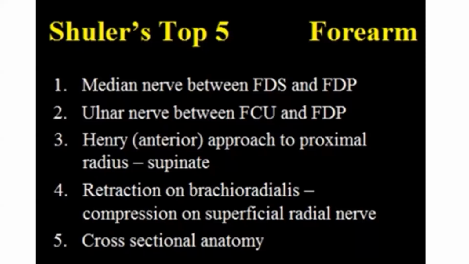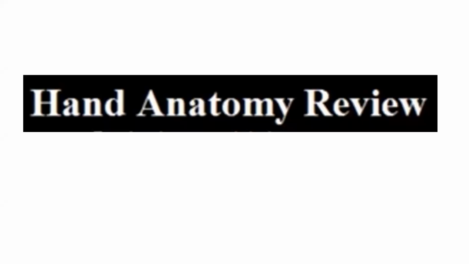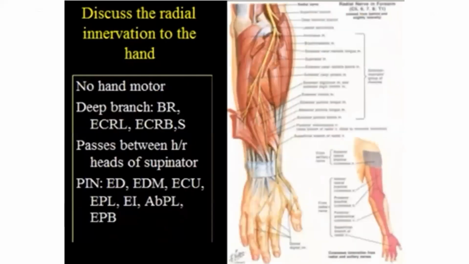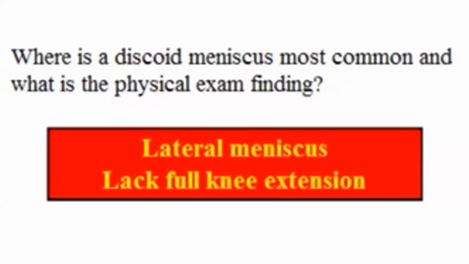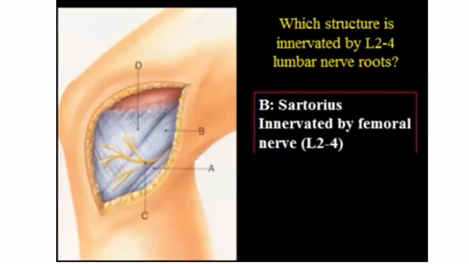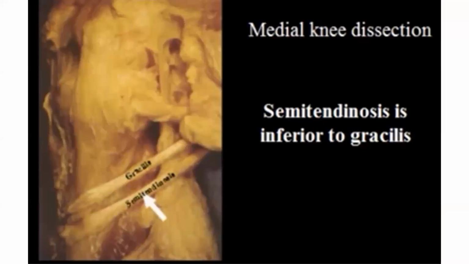You have to know how to draw the median nerve between the flexor digitorum sublimis and profundus, the ulnar nerve between the flexor carpi ulnaris and flexor digitorum profundus, the Henry approach, proximal radius supinate, retraction on the brachioradialis, compression on the superficial radial nerve, and anatomy review. We went through them in detail. Okay, but I want them to come out. That's why I'm doing this, so that you will have them coming out.